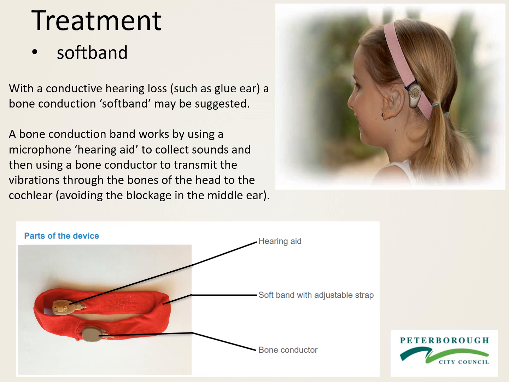When worn correctly, as shown in the picture, the microphone captures sounds which are transferred to the bone conduction unit. This then vibrates against the mastoid bone, and the sound vibrations are transmitted through the bones of the skull to the cochlea, avoiding the blocked middle ear and allowing improved access to sound.